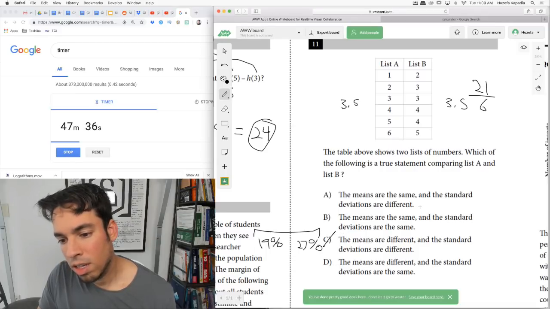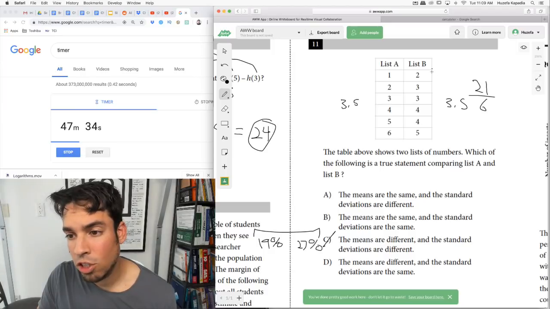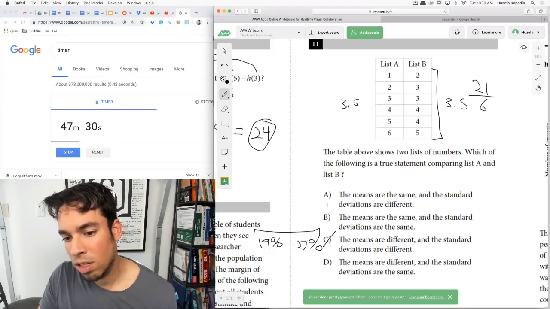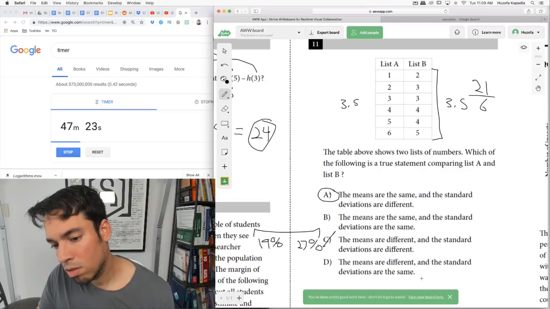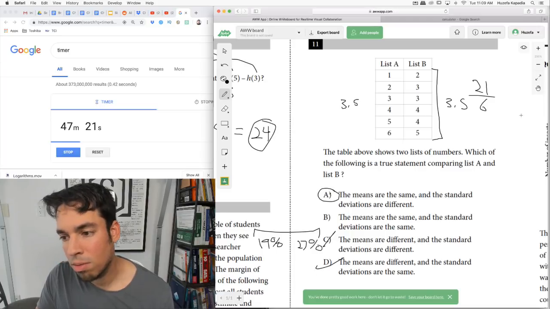Okay. The standard deviations are definitely different. These are more closely packed together. So the standard deviations are different. And the means are not different, so that's out. So it's got to be A.